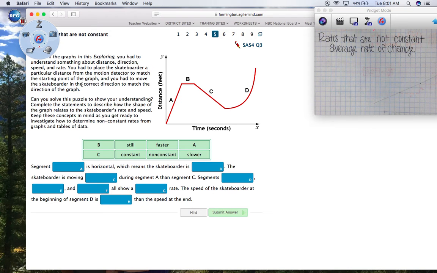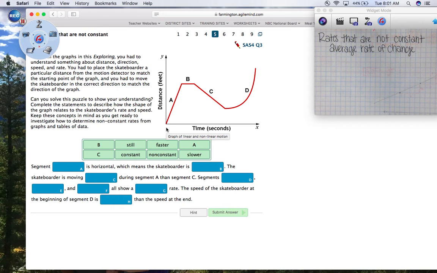...that are not constant, and average rate of change. Average rate of change we will talk about. It's just meaning take the average of the points and see what is the closest to the real rate of change that you can have. So if you look at this graph, notice it's talking about a distance, and it's talking about a skateboarder and his distance from a motion detector.